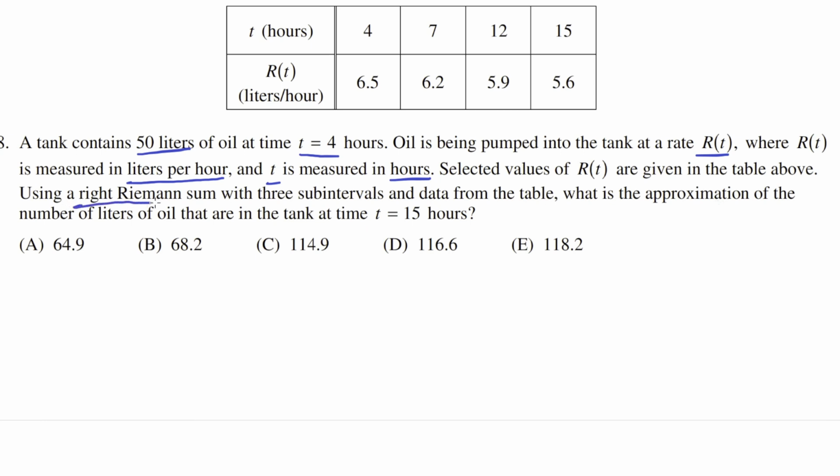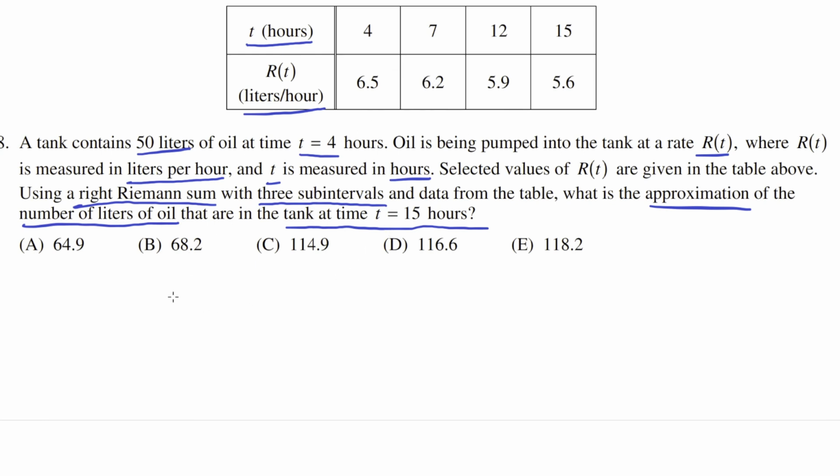Using a right-Riemann sum with 3 subintervals and data from the table, what is the approximation of the number of liters of oil that are in the tank at t equals 15 hours? So we have this table that shows the hours and the rate at which oil is being added into the tank. And they want us to use a right-Riemann sum to calculate what is the approximation of the number of liters of oil that are in the tank at t equals 15 hours.